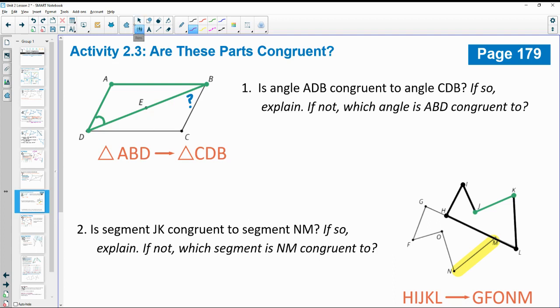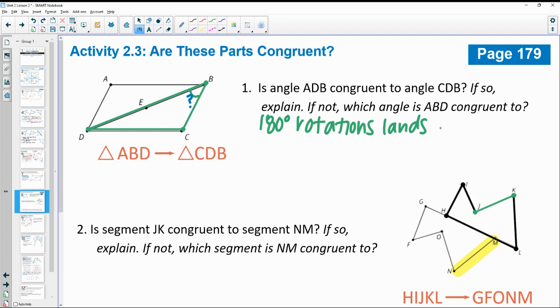All right, number one says, is angle ADB, which I've highlighted here, congruent to CBD, where I have the question mark? If so, explain. If not, which angle is it congruent to? And we see this congruent statement here, right? So this goes ADB. You could take and rotate this 180 and see that D in this triangle lands on B in this triangle. So that could be your explanation, that a 180 degree rotation lands angle ABD on angle CDB. So they are equal.